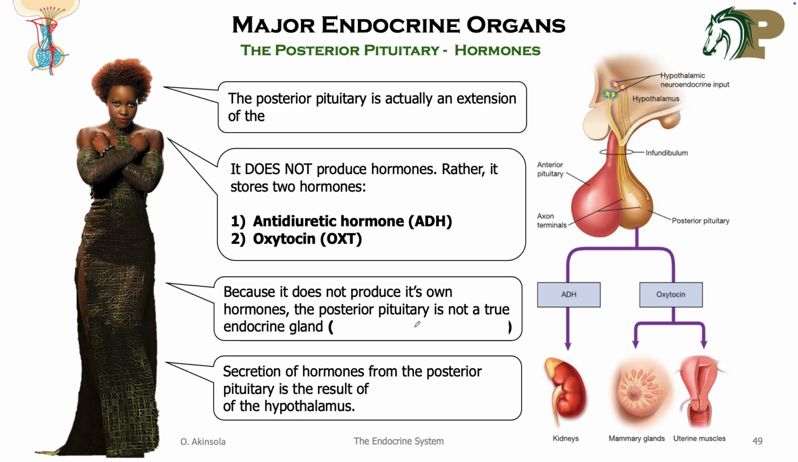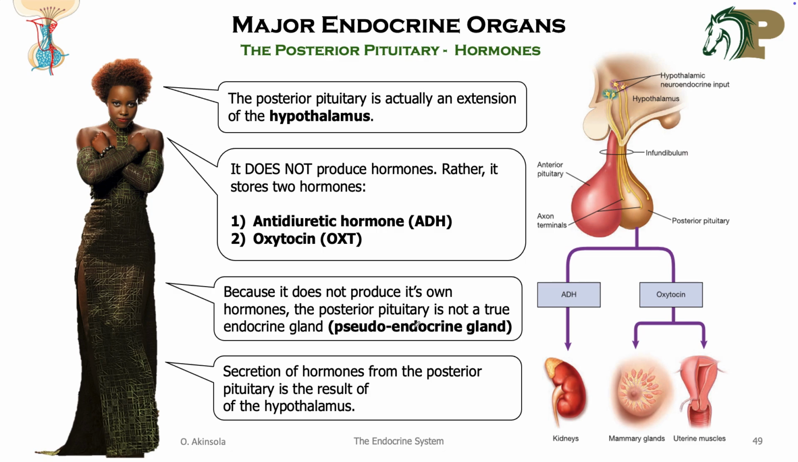Okay, posterior pituitary, as we said before, is actually an extension of the hypothalamus. And again, it does not produce hormones, but it stores 2 hormones, that is ADH and oxytocin. Because it does not produce its own hormones, the posterior pituitary is not a true endocrine gland. And so it is sometimes referred to as a pseudo-endocrine gland.